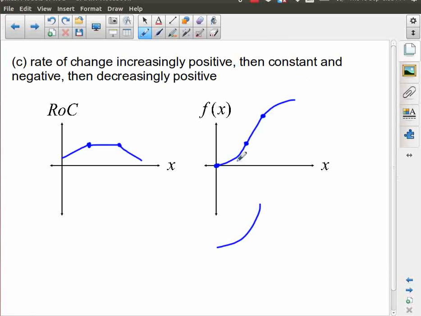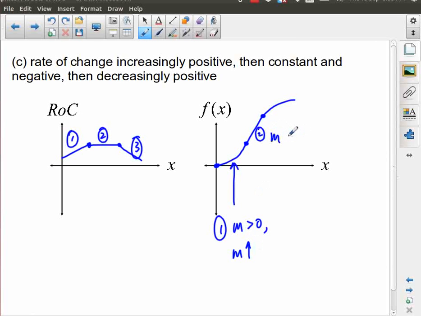So how would I describe that? Let's go ahead and put a description in here. I'm going to put a 1 here, 2 here, and a 3 here for the 3 different intervals. So here, my slope is positive and my slope is increasing. That's a typical symbol we use for that. Here is 2. My slope is positive and constant. And of course a constant slope is a straight line. And then here is section 3. My slope is still positive, but my slope is decreasing.